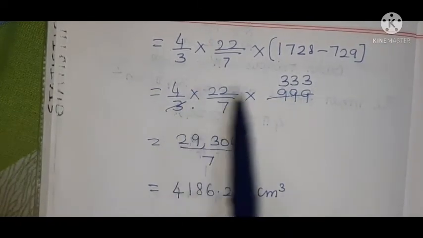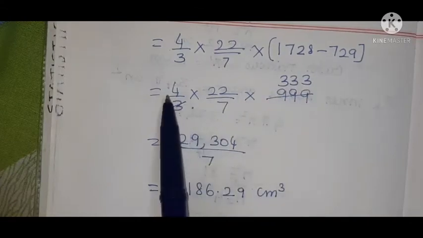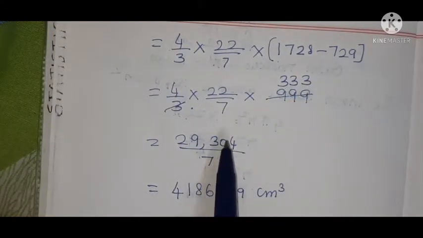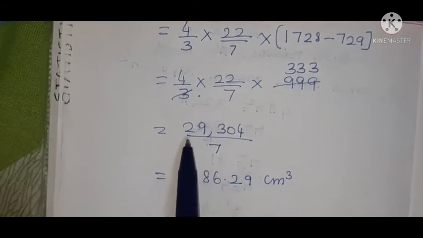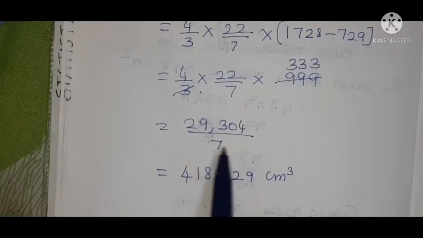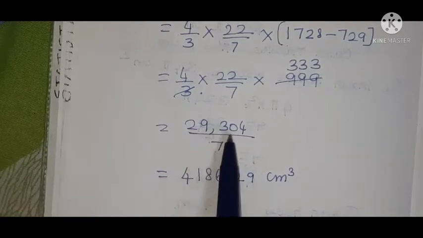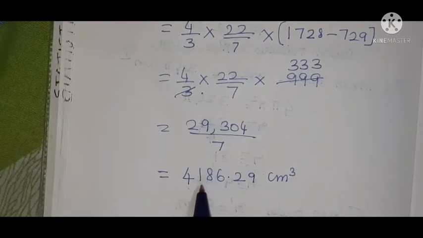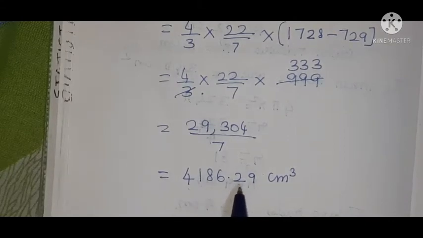4 by 3 into 22 by 7 into 999. 999 divided by 3, we get 333. 4 into 22 into 333 by 7, we get 29,304 by 7. 29,304 divided by 7, we get 4,186.29 centimeter cube.